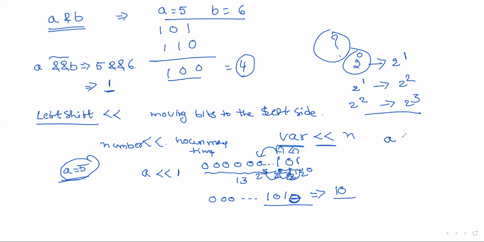For example, A left shift by 3. That means we are performing the left shift operation 3 times. Simply A is equal to 5, 101. Left shift by 3 times. Simple example, if you left shift by 1 time, the answer is simply moving by 1 bit. A 0 is appended.